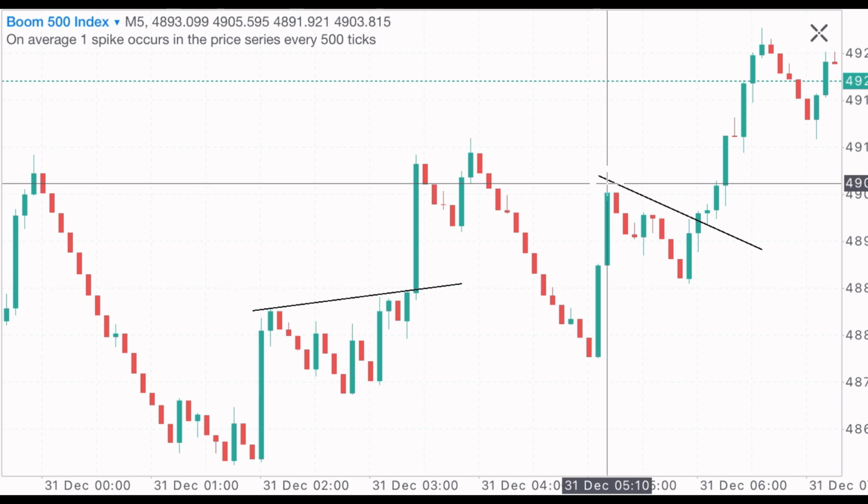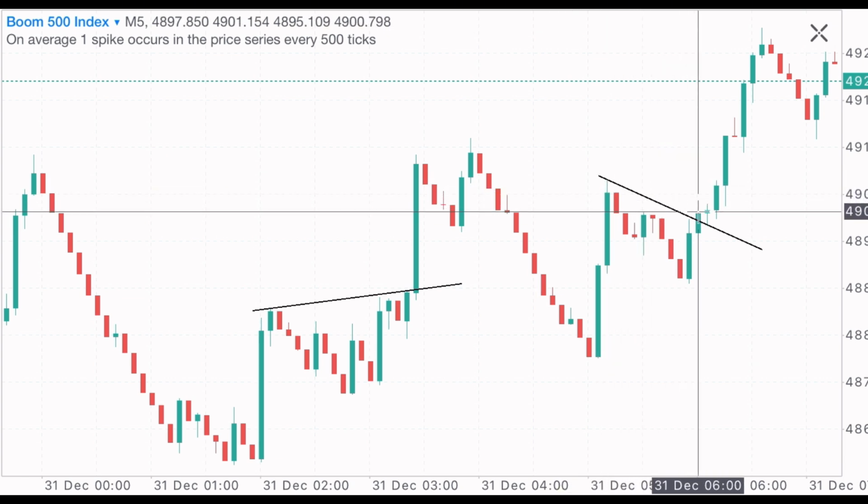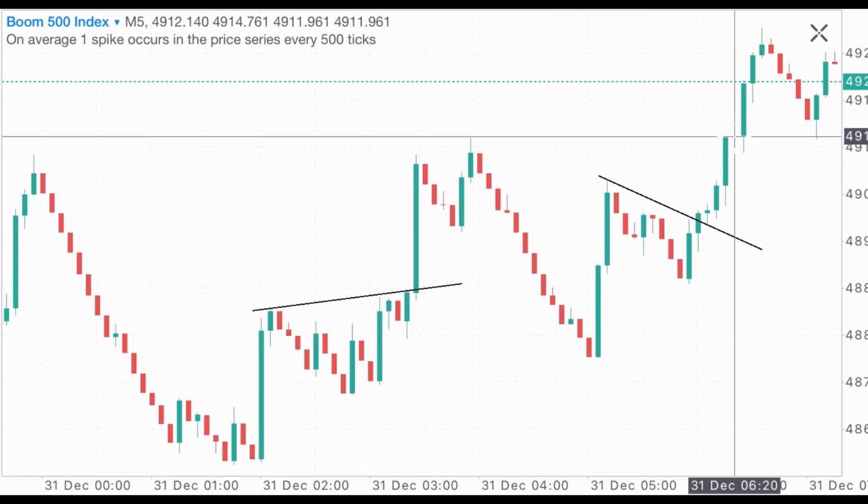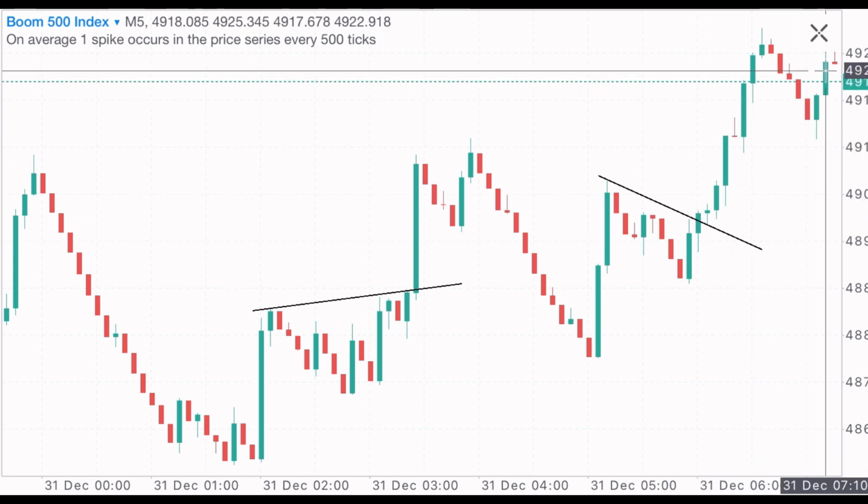Take a look at this point. I draw my black trend line to this point. There was a breakout, so immediately I saw that there was a breakout. You see the market continue to buy upwards again.